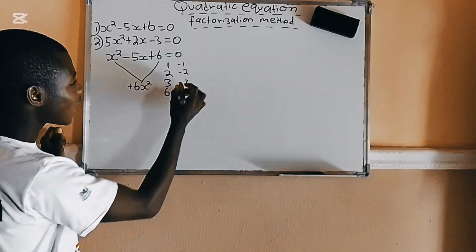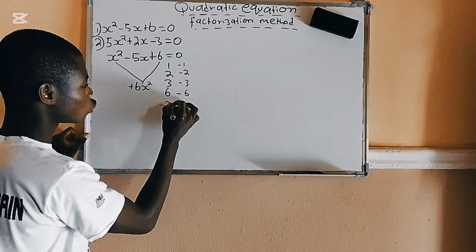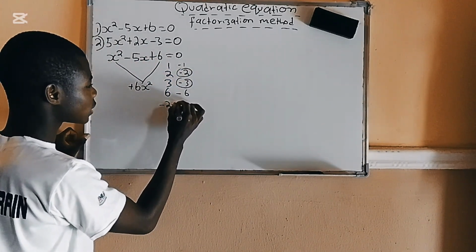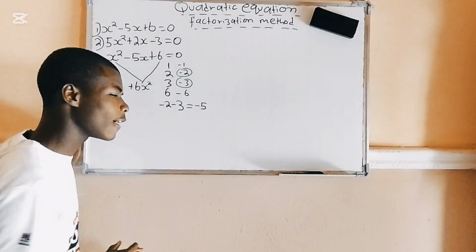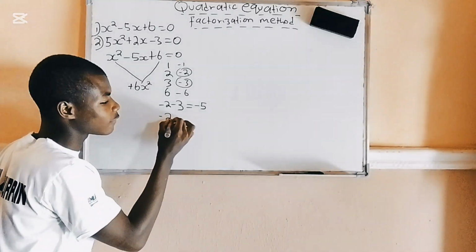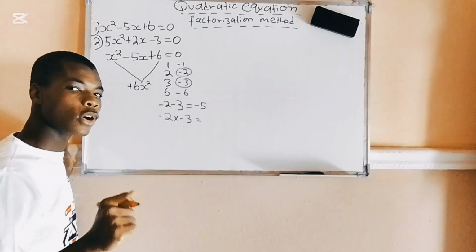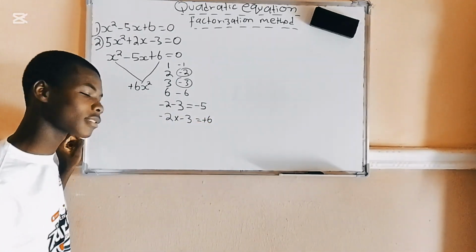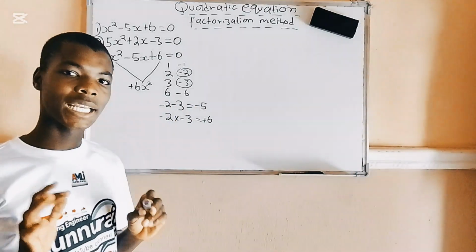So let's take minus 2 and minus 3. Minus 2 minus 3 equals minus 5. Yes, we get minus 5. And if I multiply minus 2 by minus 3, again I will get positive 6. So I can take these two numbers. I hope you are clear.